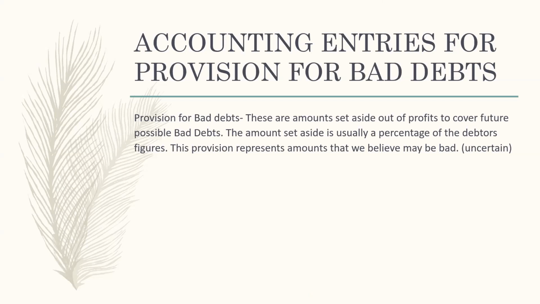I just want to see some thumbs up, or you all understand why we're creating a provision for bad debts. Because just in case we cannot get the money from our customers, I'm going to create a little piggy bank, wherever you call it. But it comes with a provision. I'm creating a little provision just in case they can't come and pay off their debt. So they are set aside out of profits to cover future possible debts.